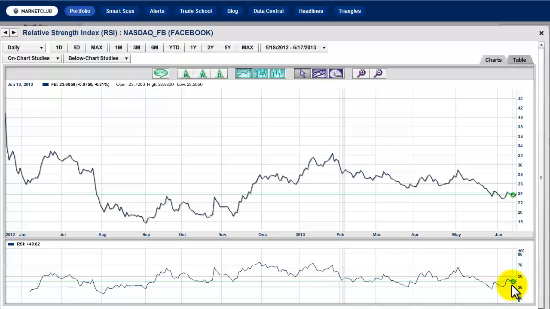This is the RSI oscillator we're talking about. I hope you found this helpful, and I hope you find it useful in your trading in the future. Every success.